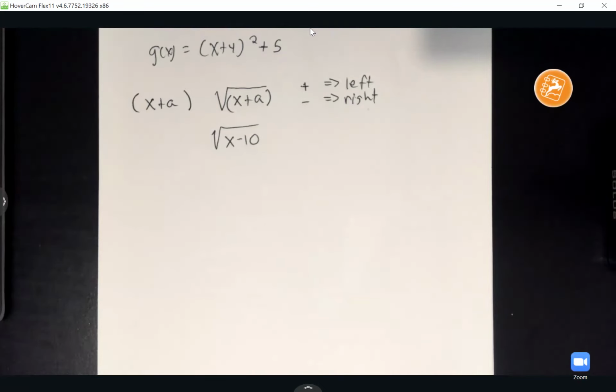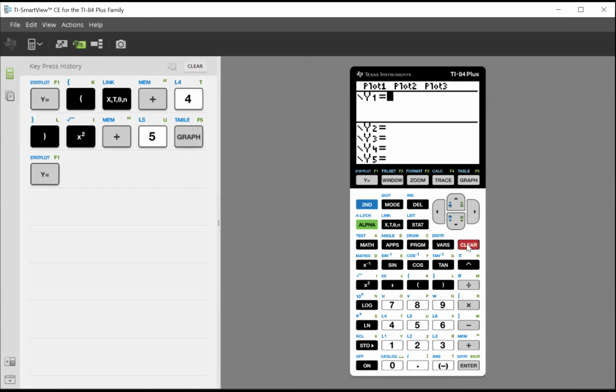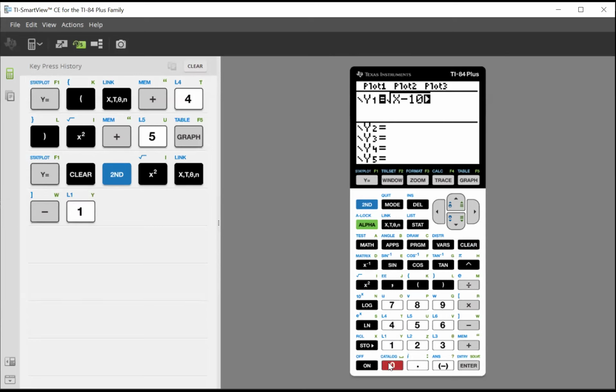Mm-hmm. And then remember, graph it if you want to. If you graph that, let me go to that calculator now. So I'm going to go to y equals, and that was a square root. So I'm going to hit second x squared to get the square root, and then do my x -10. And it's all under the radical like I needed. So then I would hit graph.